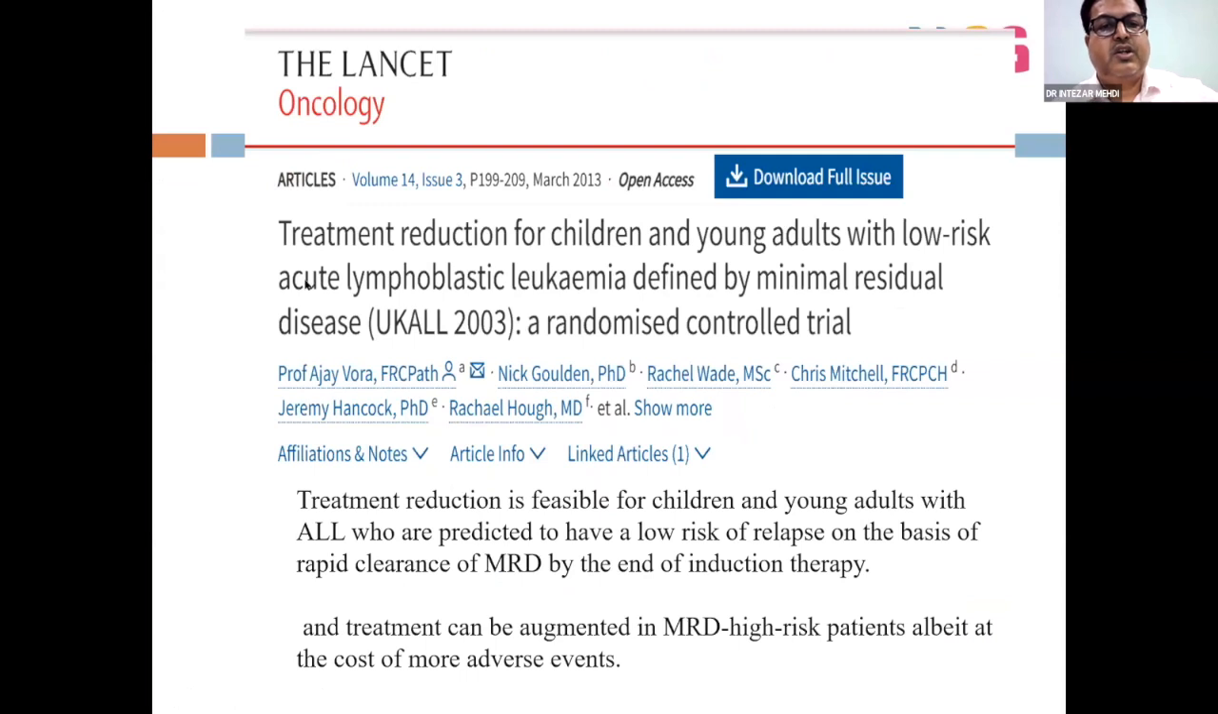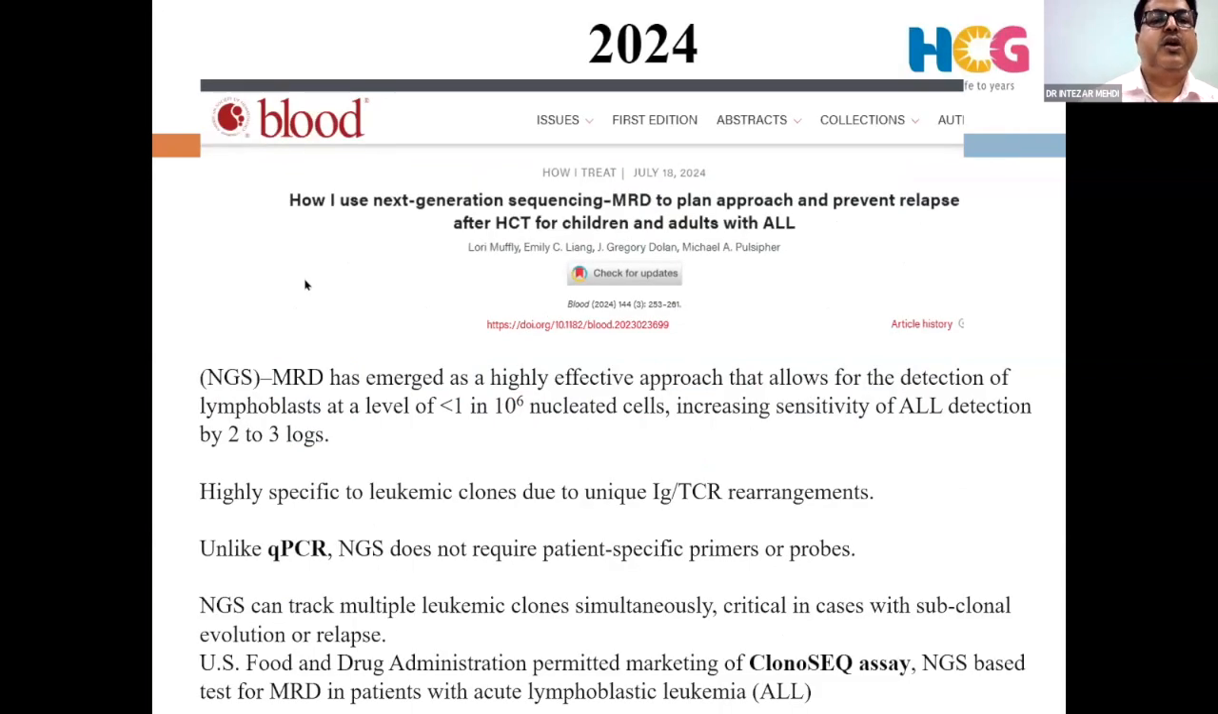And further, in 2013, Professor Vaskar Saha, Professor Ajay Vora and group published their results for the UKALL 2003 protocol, with young adults with low risk ALL defined by MRD. They showed that in patients who were MRD negative, the treatment could be less intensified, and in patients who were MRD high risk, the treatment had to be intensified, that means shifting from regimen B to C.